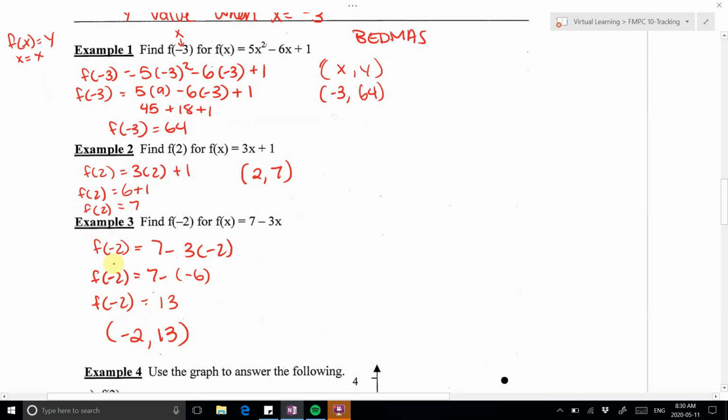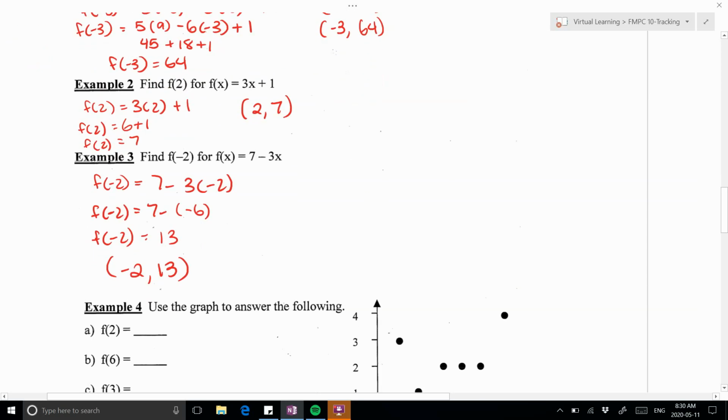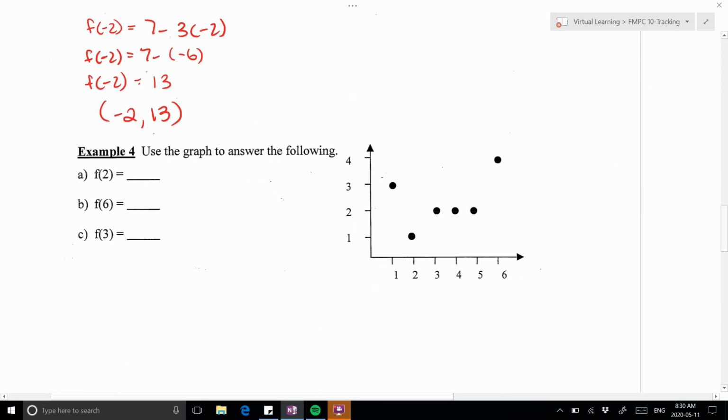So remember here, this f at negative 2 is the same as saying y. It's the y value when x equals negative 2. So remember, a graph is just another way of representing an equation, just like an equation would be. So here, this is f at negative 2, or at positive 2. Remember that 2 is my x value. So I'm looking for the point where x is 2. What would the y value be?